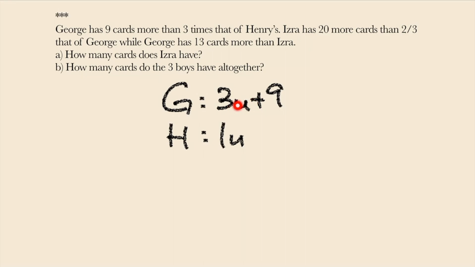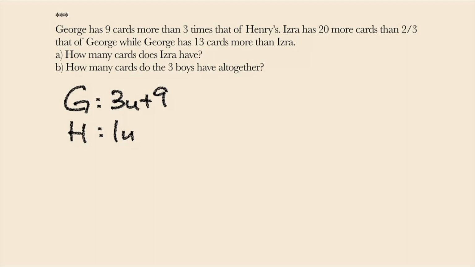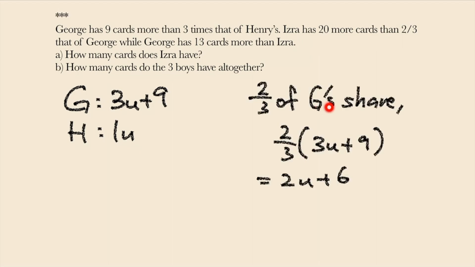So yes, 3 times of Henry is 3 units. On top of that, George has 9 more. So quite a tricky way to phrase things. Next, Israel had 20 more. Okay, hang on. First, we need to know what is 2/3 of George. And then Israel had 20 more than that. But first, what's 2/3 of what George had? Okay, 2/3 of George's share would be 2/3 times 3u plus 9. So you're going to take 2/3 times 3 units, that's 2u, and 2/3 of 9, which is 6.